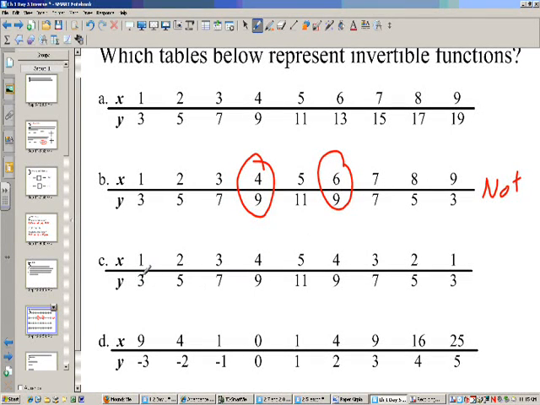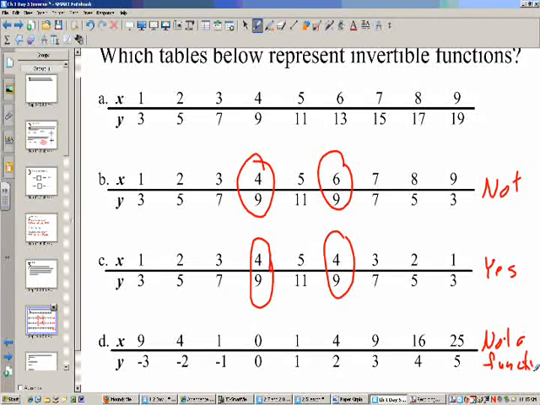If we look at C, we have 1, 3, 2, 5, 3, 7, 4, 9, 5, 11, but we go back to 4, 9. This one would still be invertible because 4, 9 and 4, 9 doesn't mean we're using it twice, because the same x gives us the same y value. Now for this one, 9, negative 3, and 9, 3 would tell us that it's not a function because we have an x value that goes to two different y values.